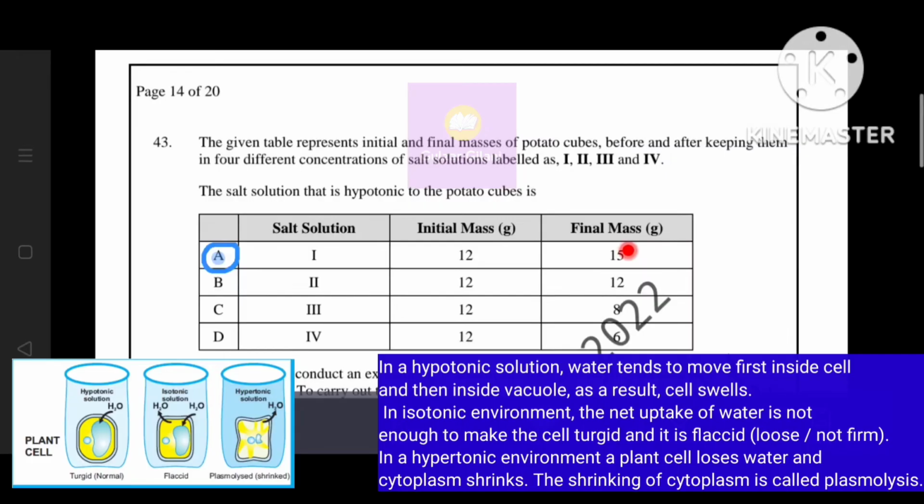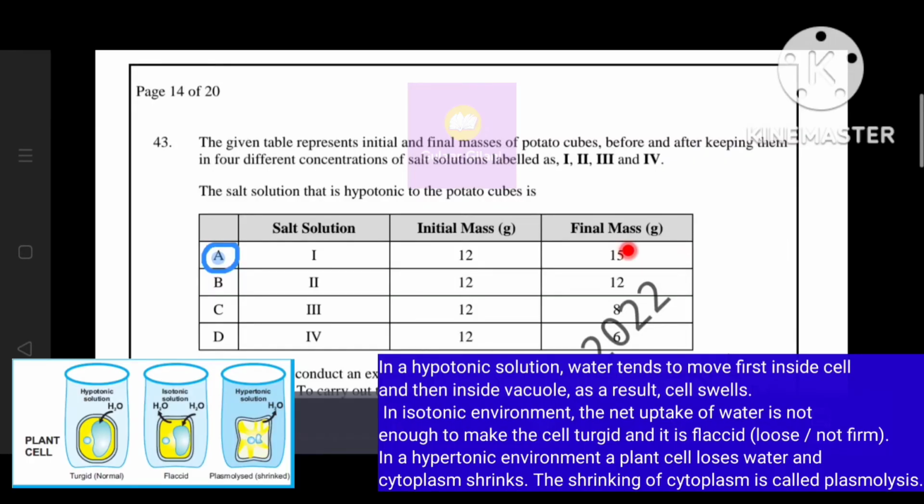As you know, in hypotonic solution water tends to move first inside cell and then inside vacuole. As a result cell swells up. In isotonic environment, the net uptake of water is not enough to make the cell turgid and it is flaccid. In a hypertonic environment, a plant cell loses water and cytoplasm shrinks. The shrinking of cytoplasm is called plasmolysis.